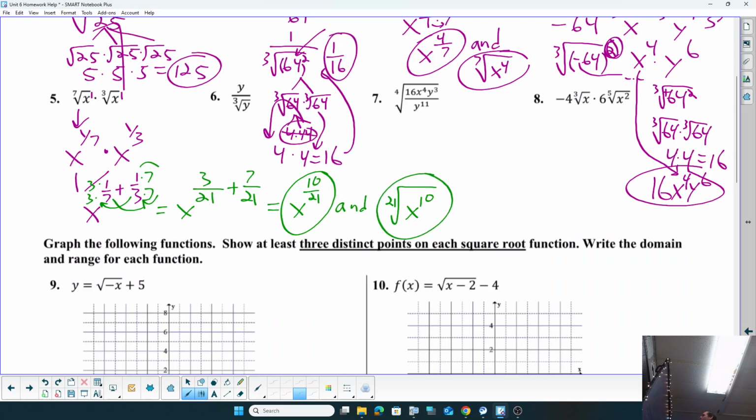Woo! Number 6 isn't going to be too bad because we have y over y to the 3rd power. We're going to bring it up and make it negative, so that we have y to the 1st times y to the negative 3rd. Now we can subtract the powers.